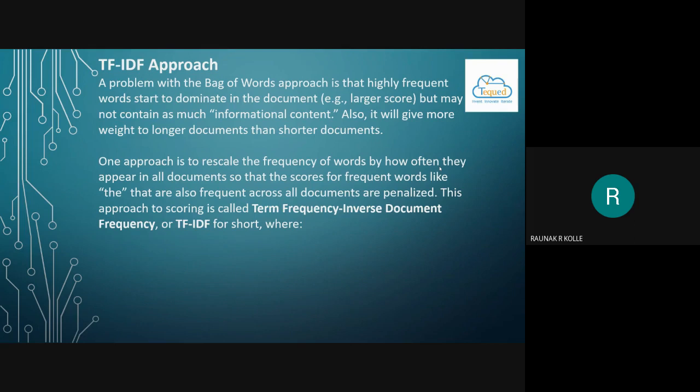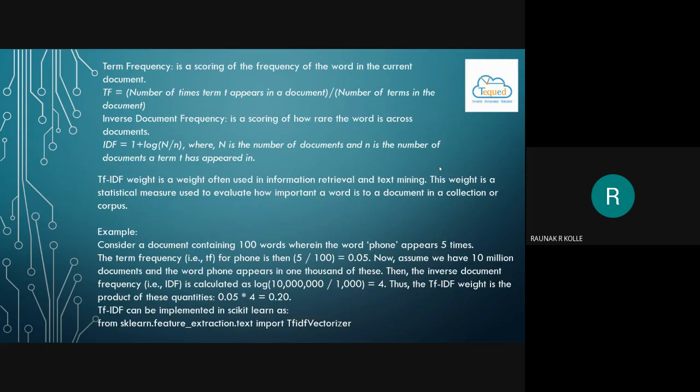One approach is to rescale the frequency of words by how often they appear in all documents so that the scores for frequent words like "the" that are also frequent across all documents are penalized. This approach to scoring is called term frequency inverse document frequency, or TF-IDF for short, where term frequency is a score of the frequency of the word in the current document. It can be calculated as the number of times term t appears in a document divided by the number of terms in the document. Inverse document frequency is a score of how rare the words are across the documents.